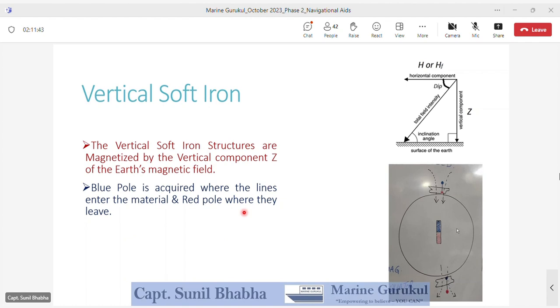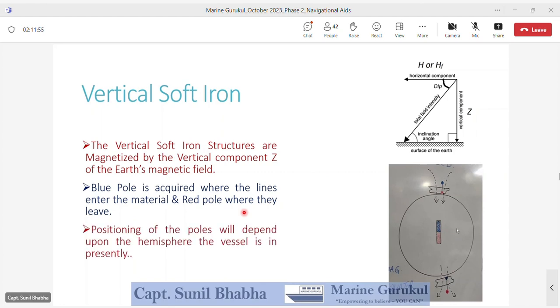gets red polarity. It acquires red polarity because wherever the lines of force leave or come out from a structure or a magnet, it acquires a red polarity at that location. Now let's assume that this same ship starts moving now. At the North Pole, the top of the mast was blue and the bottom of the mast was red.